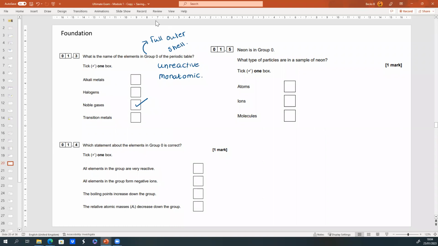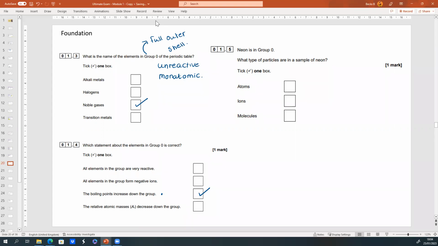Which statement about the elements in group 0 is correct? Elements are very reactive. Well, no, they're not, because they've got that full outer shell, so they're not very reactive. They form negative ions. They're not going to form any type of ions because they don't need to gain or lose electrons. Their boiling point increases down the group. And let's have a look at the last one. The relative atomic mass decreases down the group. That's saying that they get lighter, the mass gets less as we go down. But we've got more protons, more neutrons, and therefore it's going to increase. Therefore, we want this one.